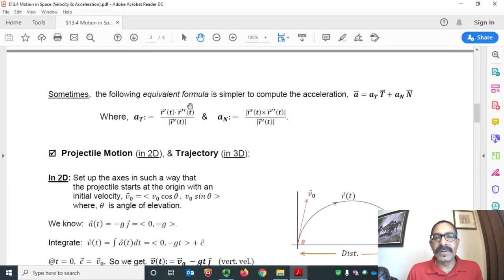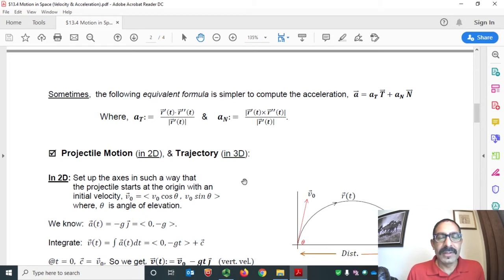Sometimes the following equivalent formula is simpler to compute the acceleration, where a_T can be computed by this ratio, r prime dot r double prime over the magnitude of r prime, and the normal component of acceleration a_N equals the ratio, the magnitude of r prime cross r double prime over the magnitude of r prime. I hope this makes sense to you all.